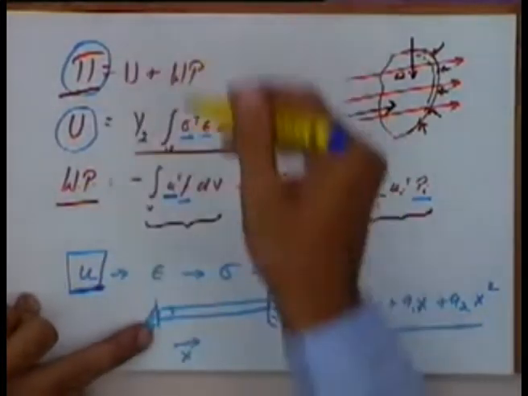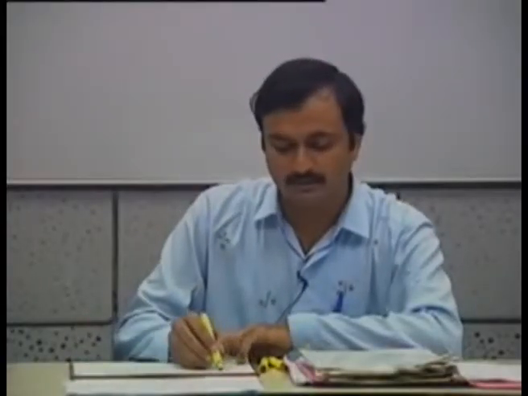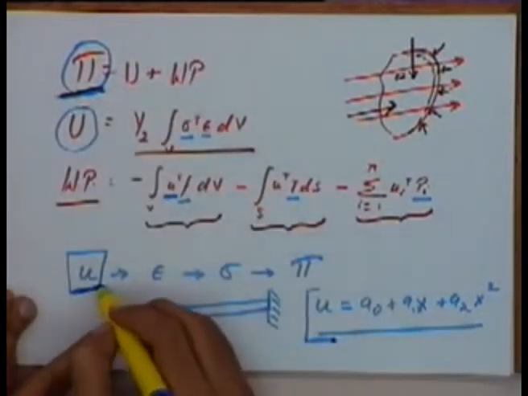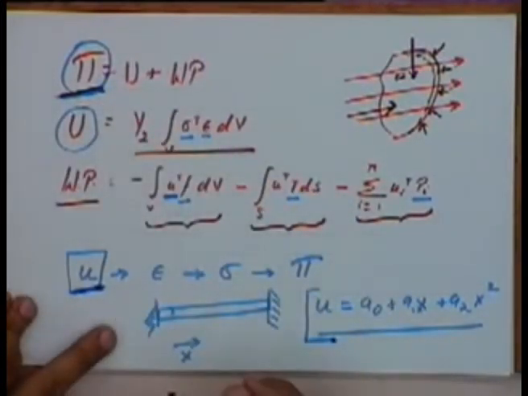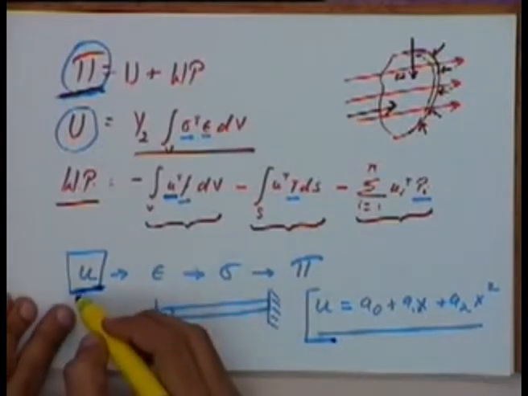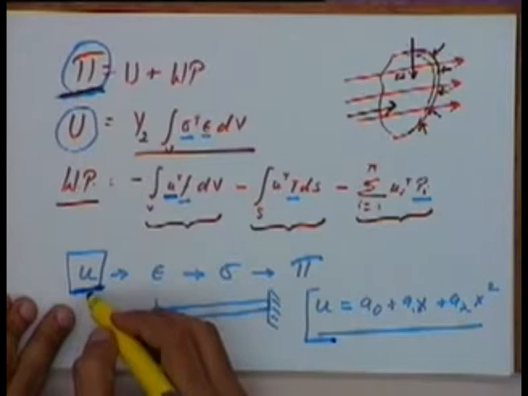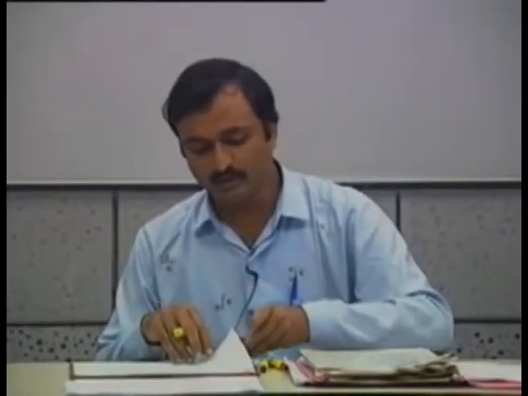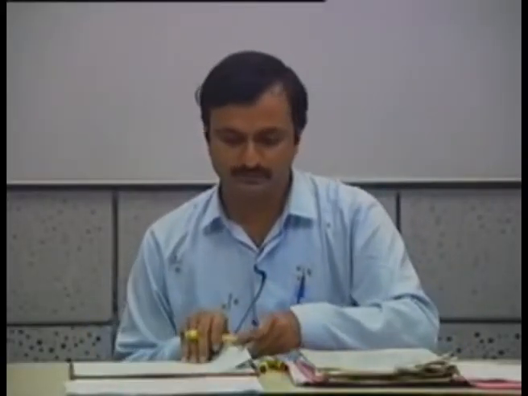We have this set of equations, we will use this set of equations to express pi, or the total potential energy, as a function of u. And our aim is to find out u. If we can find out the deformations, we can find out everything about the object. So we will just see how we can find out the deformation in objects.